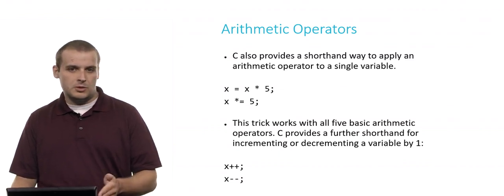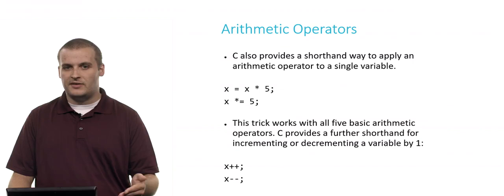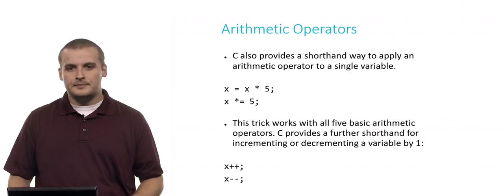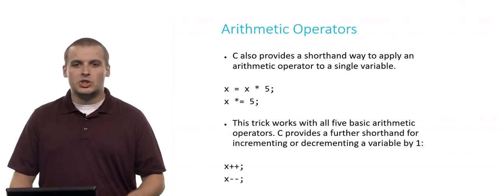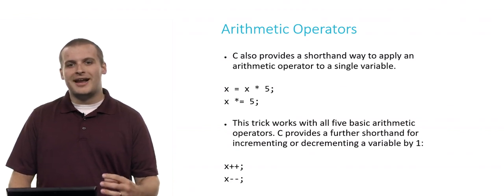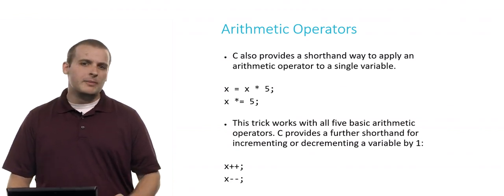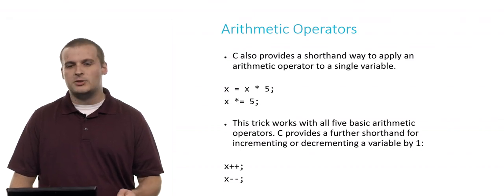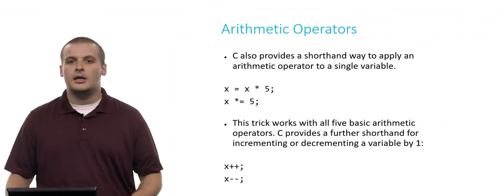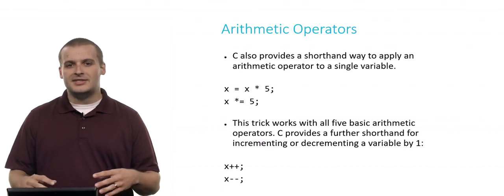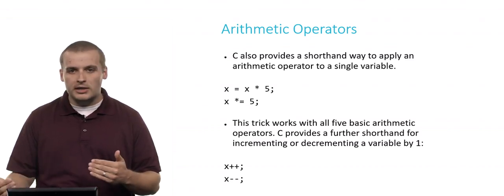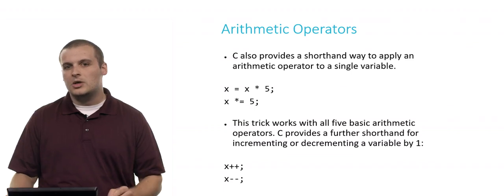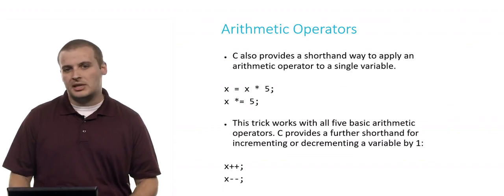So you could say x plus equals 5, minus equals 5, times, divide, and mod. All of those work. There's also something that's so common in C that we've decided to refine that even further. Incrementing a variable by 1 or decrementing a variable by 1 is such a common thing, especially when we talk about loops a little later on, that we've decided that instead of saying something like x plus equals 1 or x equals x plus 1, we've even shorthanded that to x plus plus.